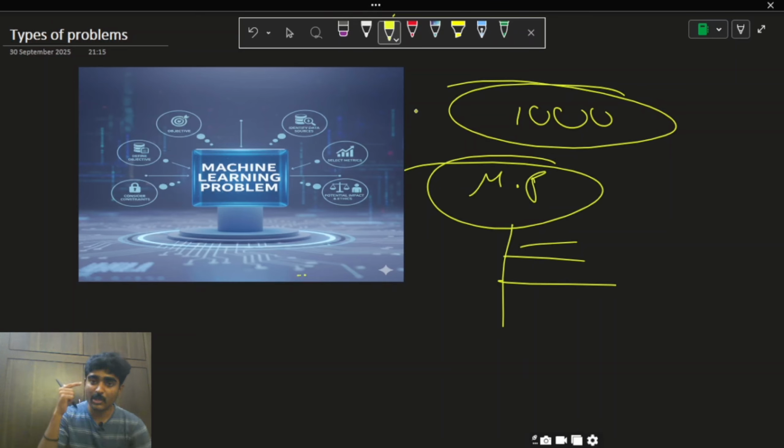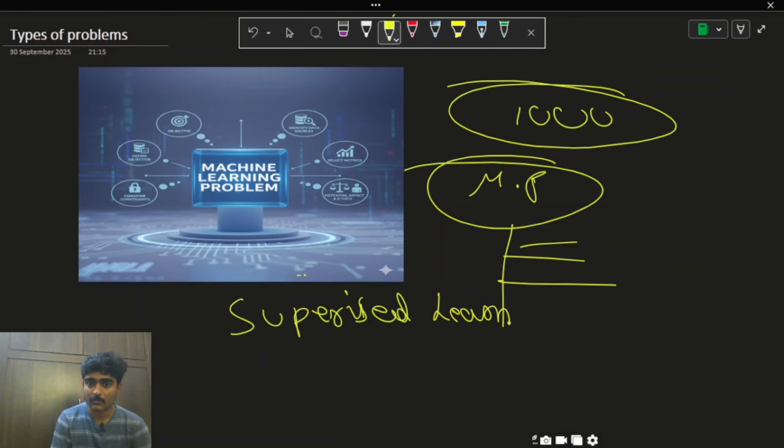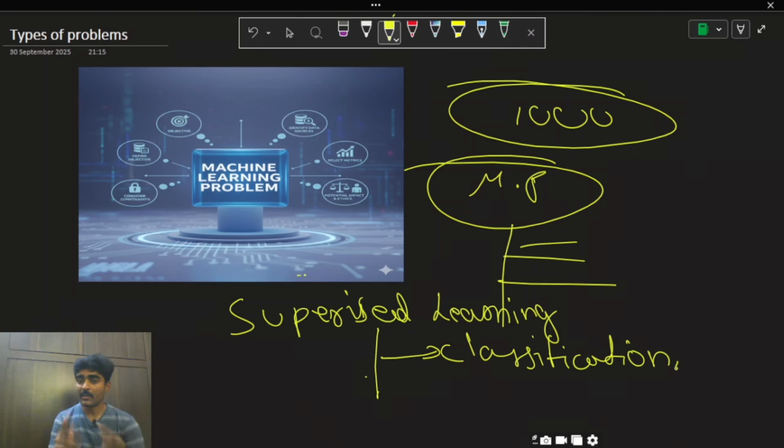Now when we say classification, what comes into our mind? Supervised learning. Now we have successfully figured out our machine learning problem, and from that we have got that this problem type is supervised learning, and from supervised learning we have figured out that it's a classification problem. This is basically the first step.